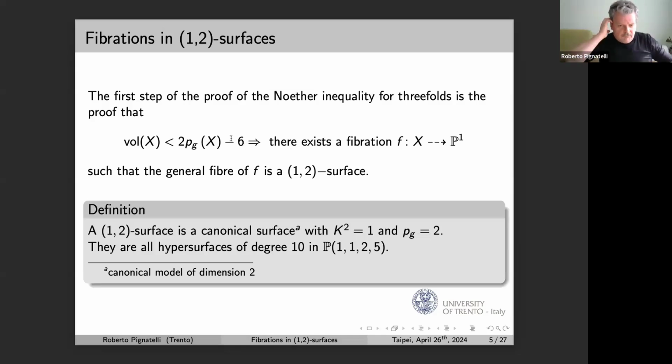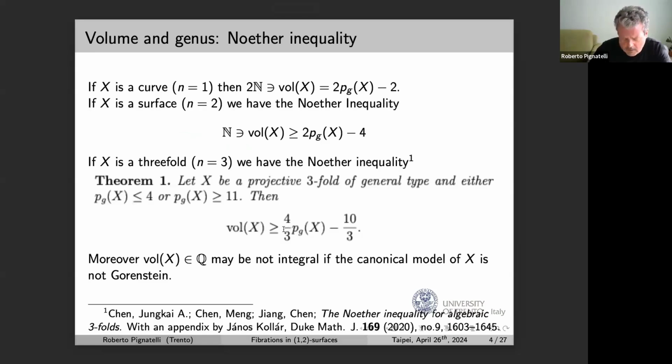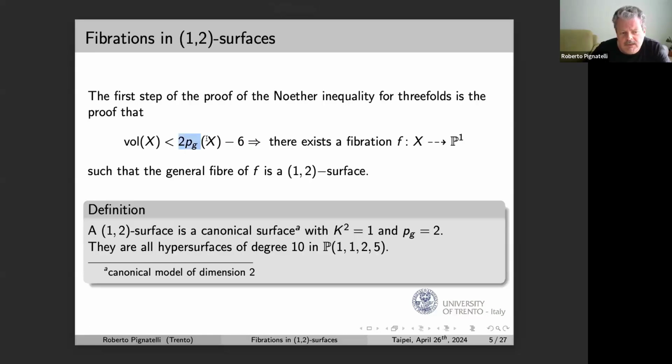So one way to write the result is that if the volume is smaller than 2pg minus 6, and see this 2 is definitely bigger than 4/3 here, so something much bigger, in particular for high pg, then your threefold, a canonical threefold with volume smaller than that, has a map onto P1 whose general fiber is a 1-2 surface.